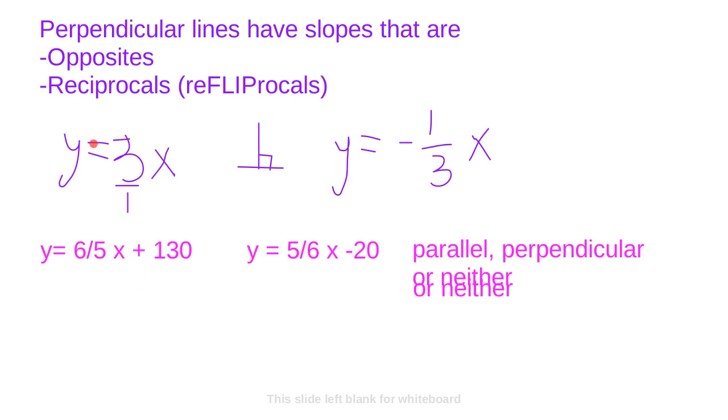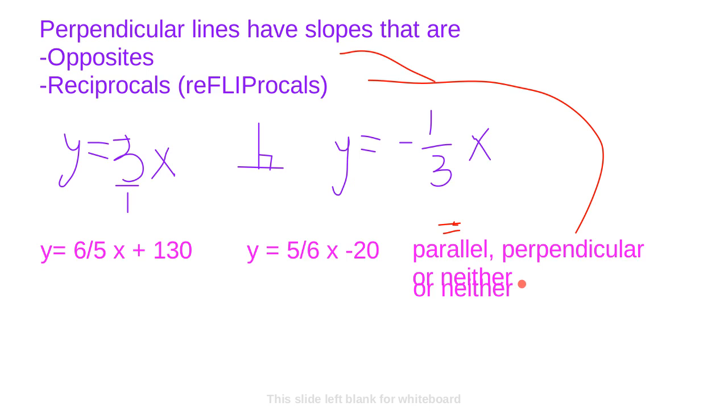Okay, so you're looking to see, remember that parallel means they have the same slope. So let me come in here and try really hard to write the word same. Actually, I'm going to put equal. They have equal slopes. Perpendicular has the opposite reciprocals, like both of those. And then neither means neither one of those.